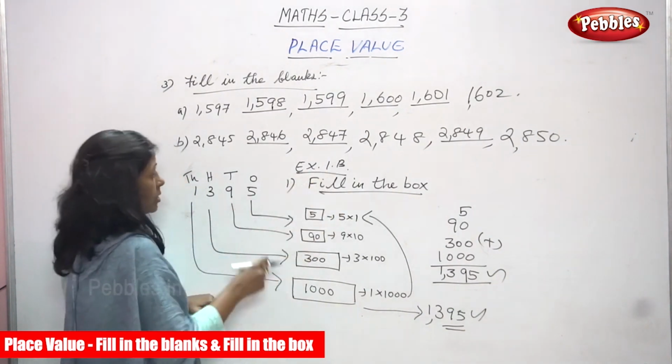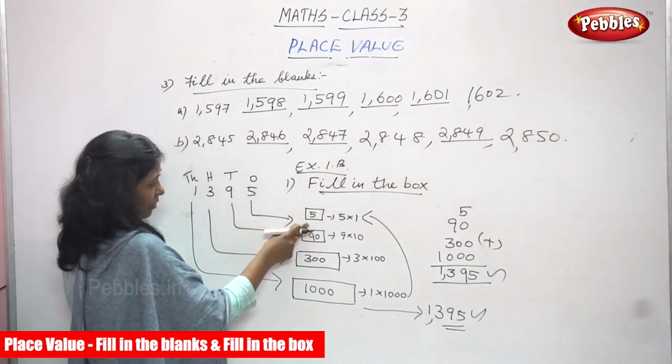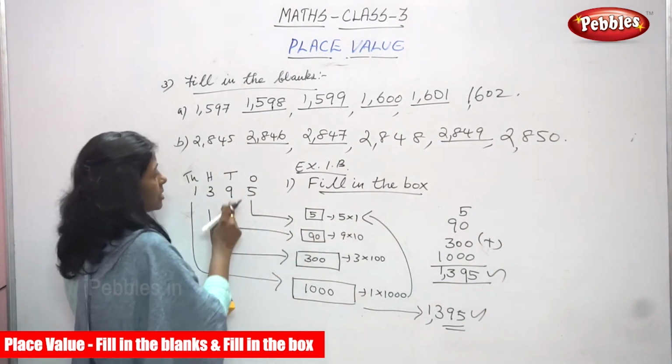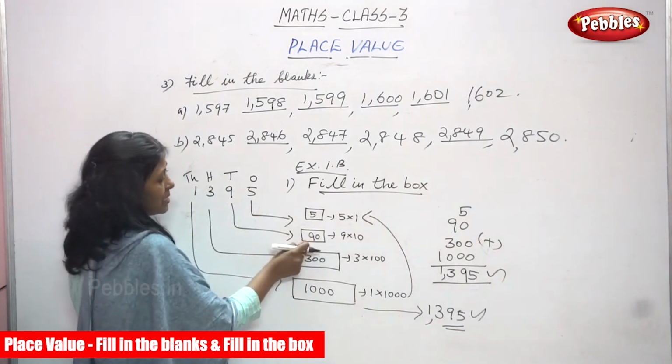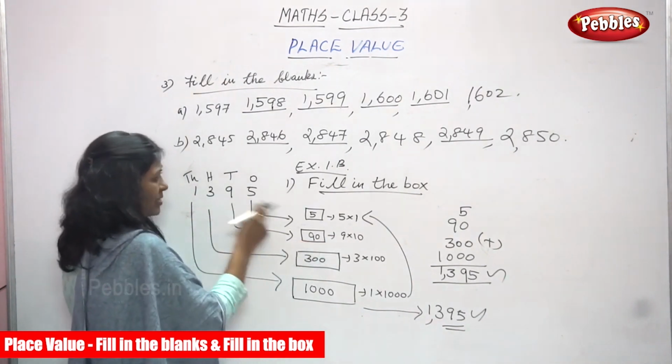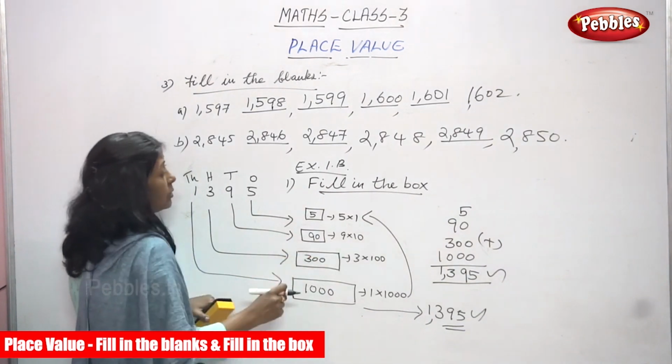Ones place 5, that is what I've written. So 5 into 1, you get 5. In tens place, what is the number? 9. So 9 into 10, you get 90. 9 tens means 90. That is what I've written, 9 into 10.